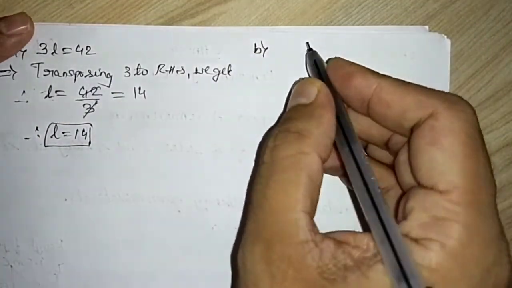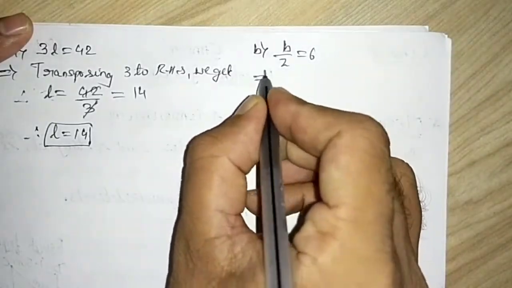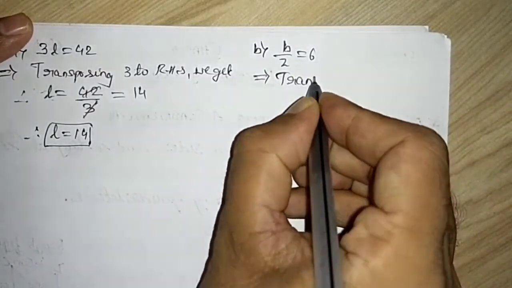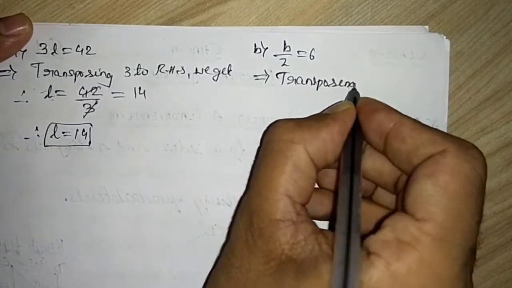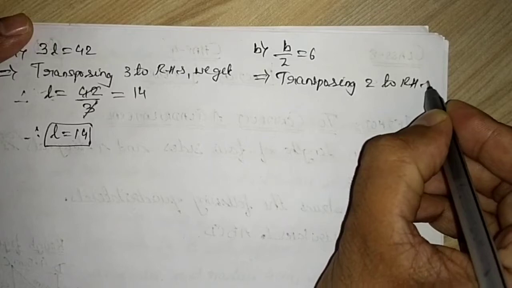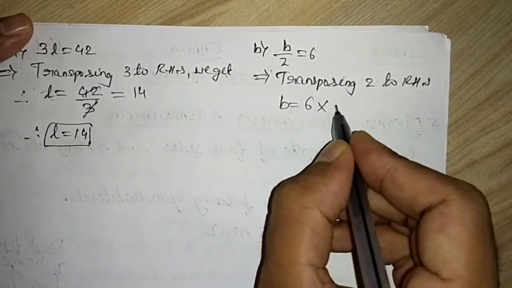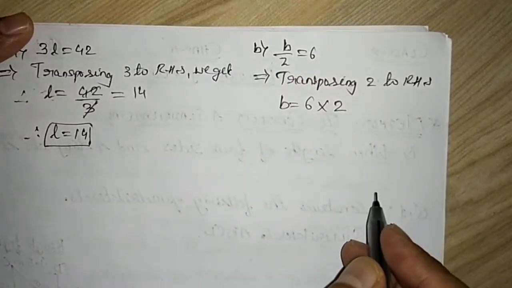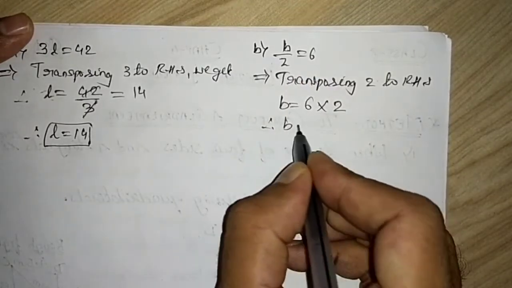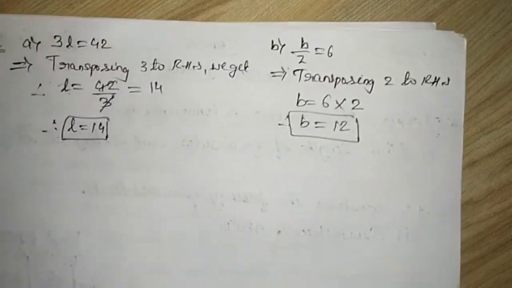Part B, b divided by 2 is equal to 6. We will write transposing 2 to RHS, we get b is equal to 6, which was in division, 2 was in division, so we multiplied, so we get b is equal to 6 2s are 12.